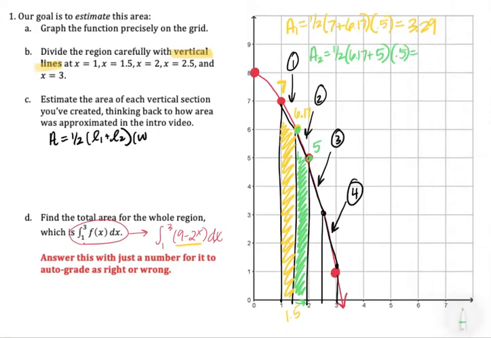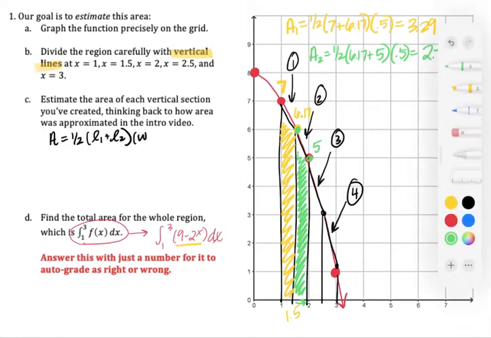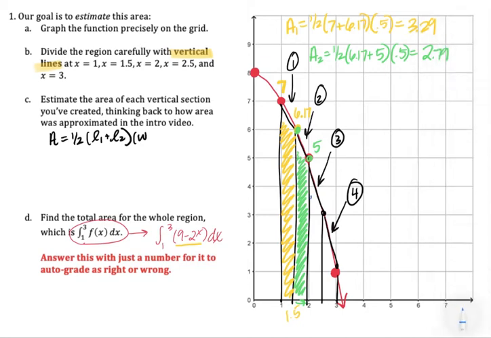Okay, let's see what we get there. So 1/2 times 6.17, that's one of the heights, plus 5, that's the other height, times 1/2, and I get 2.79. Cool, let's keep going. Let's look at the next section. Here is our next trapezoid.